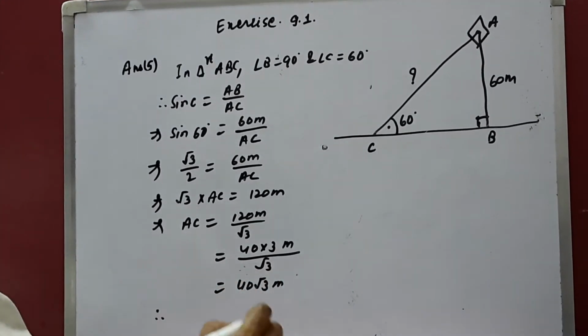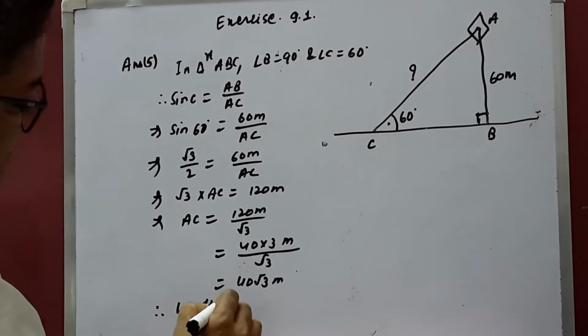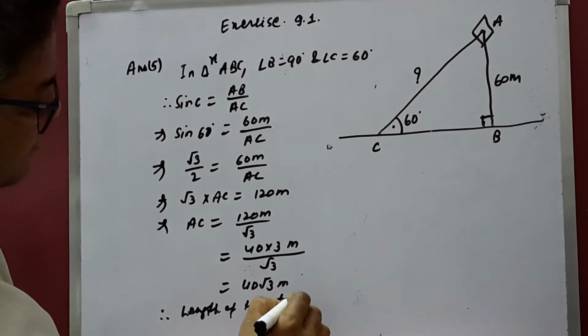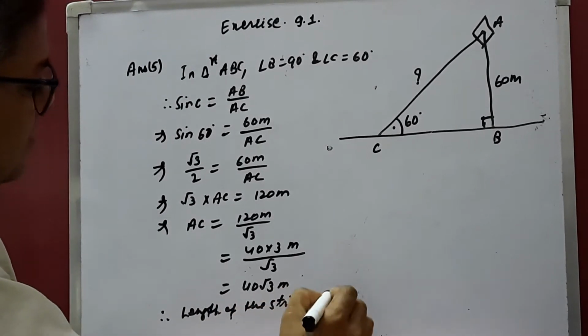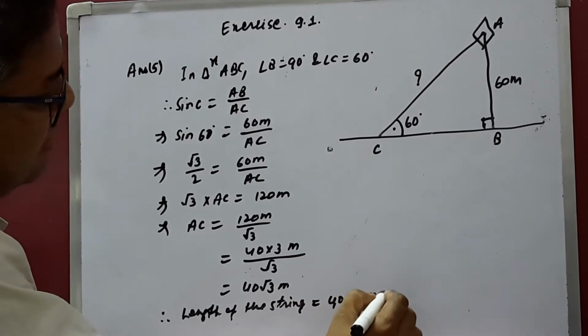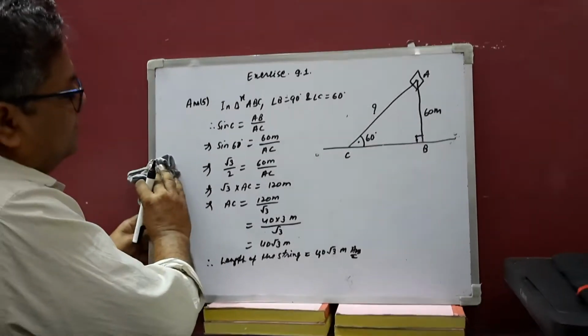Therefore length of the string is equal to 40 root 3 meter, and this is your answer. Okay, this has been finished.